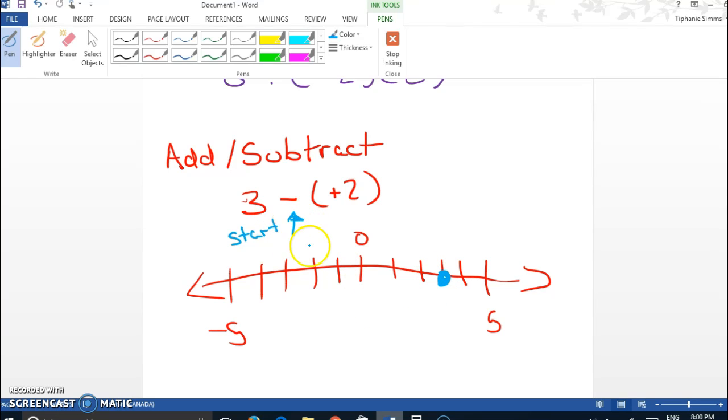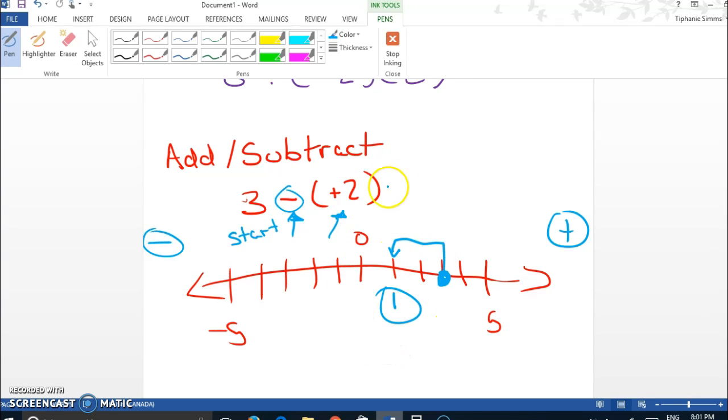Then this means the direction, okay? And this means the last number is the number of spaces. So I'm going to start at 3, and that means I'm going to go negative. So I'm going to go in the negative direction, which is left in math. Positive is right, negative is left. And this means I'm going to go 2 places in that direction. Okay, so I'm here at 3. I'm going to go 1, 2, and that's where I end up. And wherever I end up is going to be my answer, which is 1.